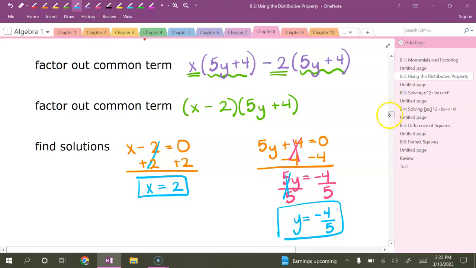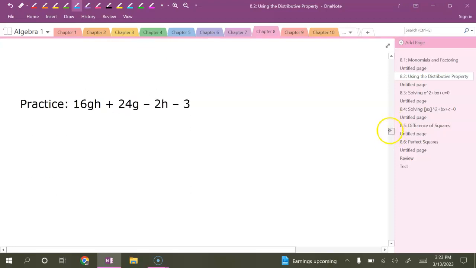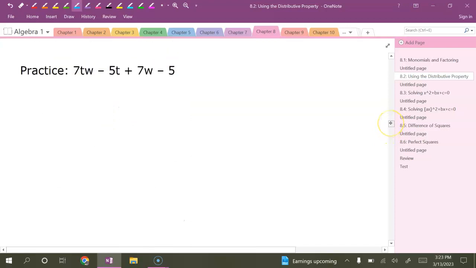Now, there are two practice problems here for you to do. So like similarly earlier in the video, I would want you to pause here, try to do these two practice problems, and then come back to see how I did them and what you should have gotten for answers.